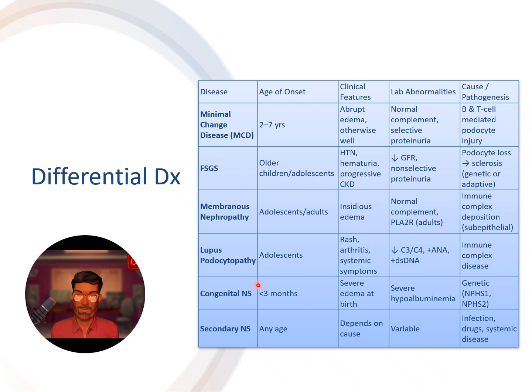Congenital nephrotic syndrome, we talked about earlier, in those less than 3 months. Severe edema at birth or even up to around 3 months of age. Severe hypoalbuminemia, and again, typically genetic, and steroids do not work. Secondary nephrotic syndrome, which could be at any age, depends on the cause, and we talked about some of those causes: infection, drugs, systemic disease.